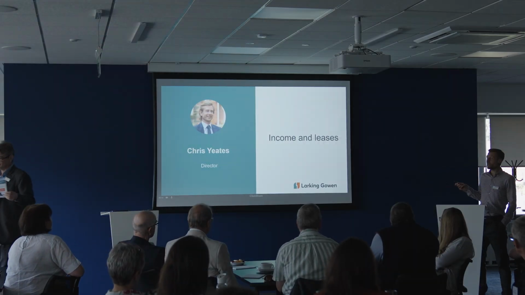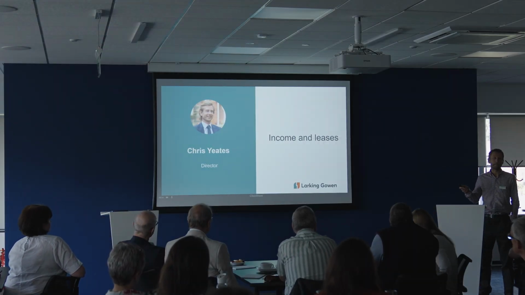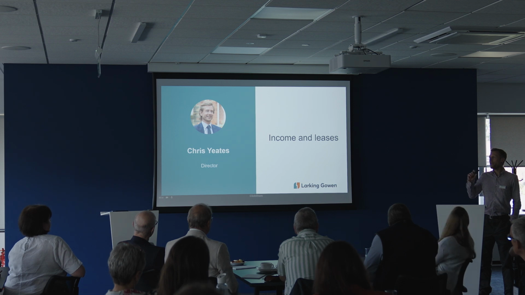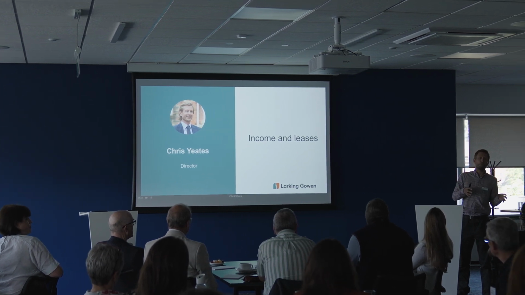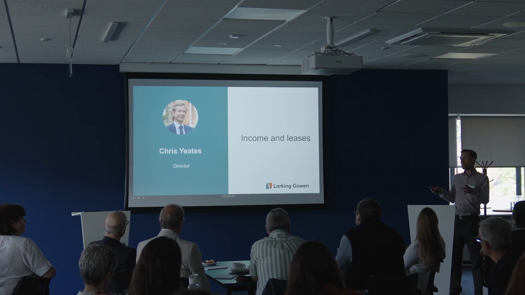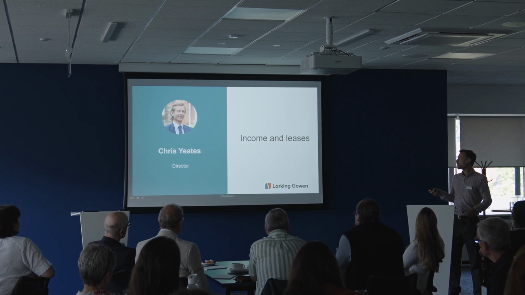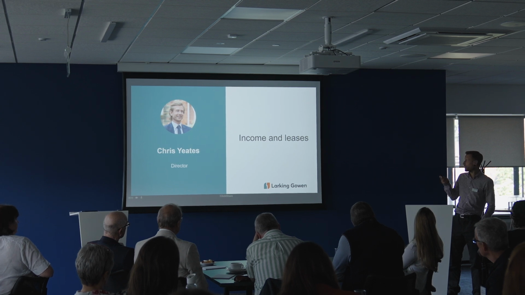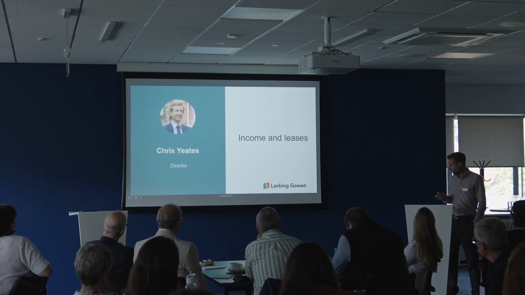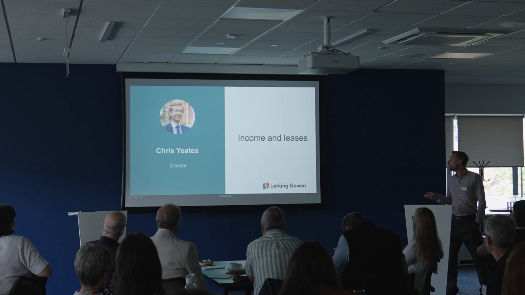Okay, so I'm going to talk about two areas, which is income and leases. And as Giles mentioned, the SORP is based on FRS 102, which is an accounting standard that applies to lots of organisations, not just charities, and SORP interprets it for charities. So FRS 102 has been updated. So one of the things that the new SORP does is introduce some of the changes to FRS 102 for charities. And this is an area that's relevant to.